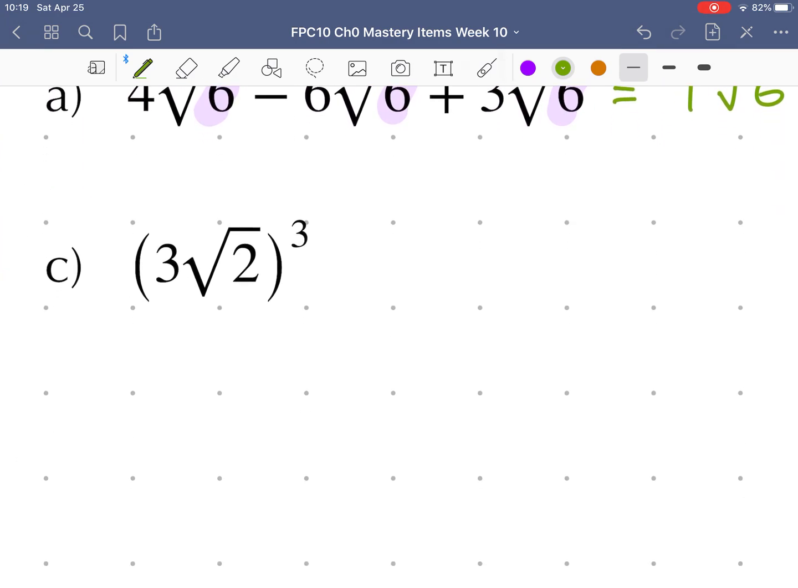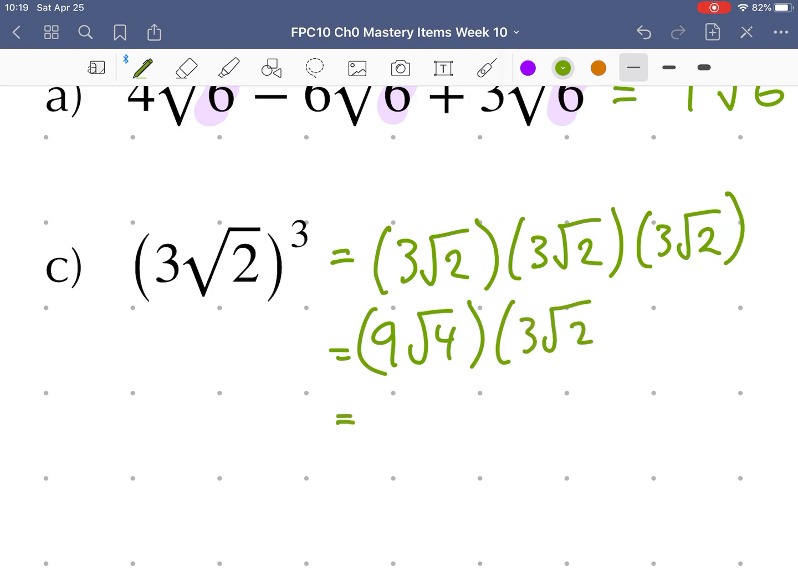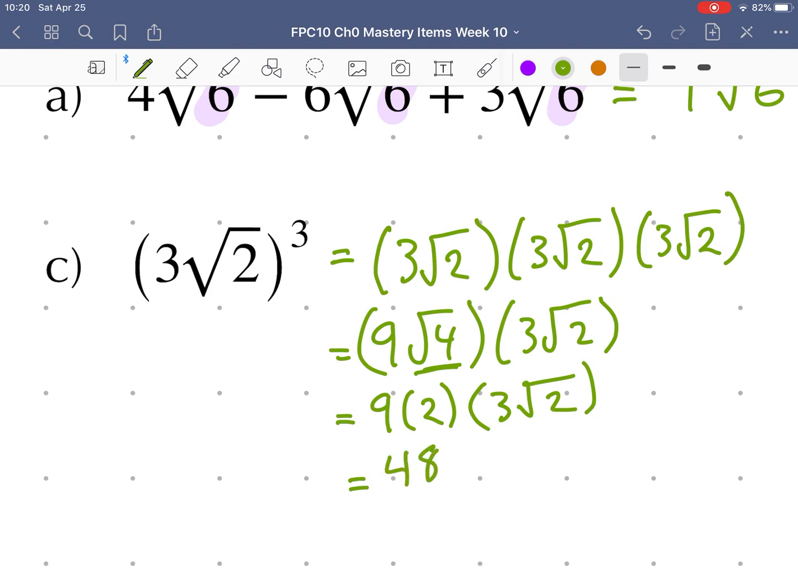Next one, 3 square root 2 cubed. So cubed means we take 3 square root 2, 3 square root 2, and 3 square root 2, and multiply it all out. So we multiply the first two out, and we get 9 square root 4 times 3 square root 2. Now 9 square root 4 is equal to 9 times 2 times 3 square root 2. Right, because the square root 4 is equal to 2. 9 times 2 is 18.